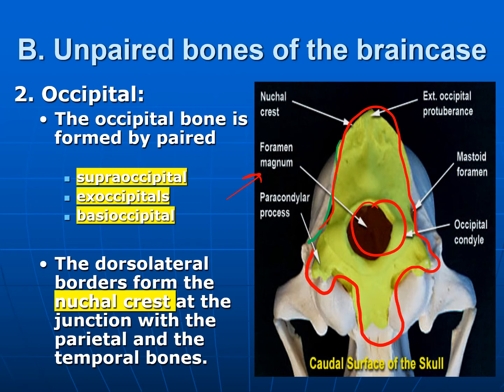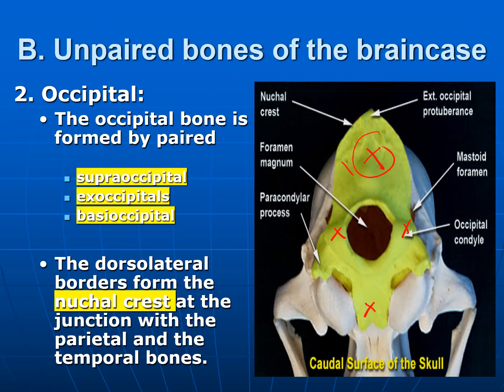Usually they divide it into three regions. We have this area here, this area here, and the one found in the ventral part of the cranial cavity. This one here is the supra-occipital region. The one here we call the exo-occipital, and the one found in the ventral portion, this one here, is called the baso-occipital.